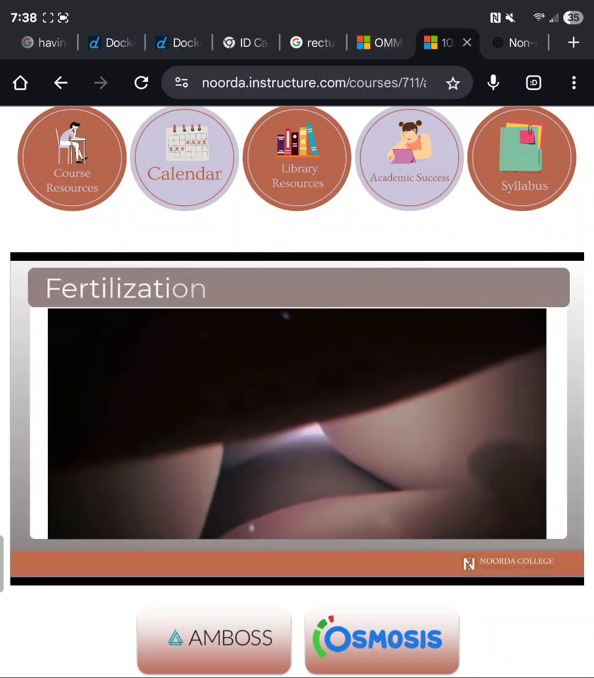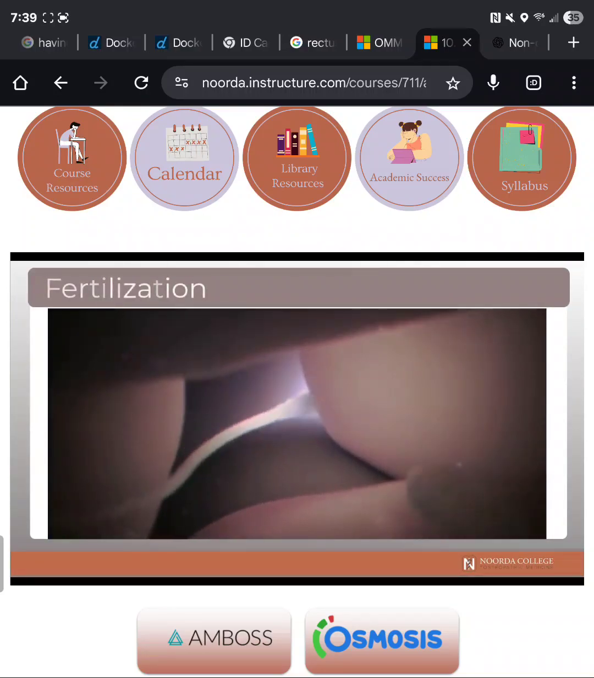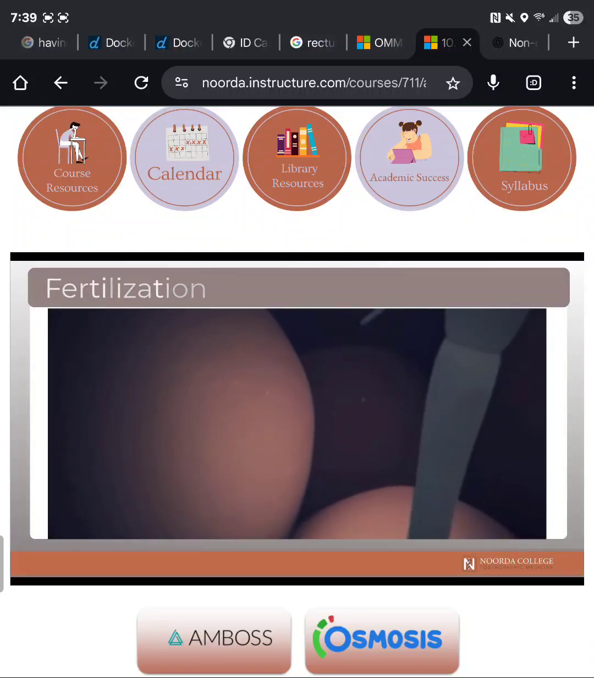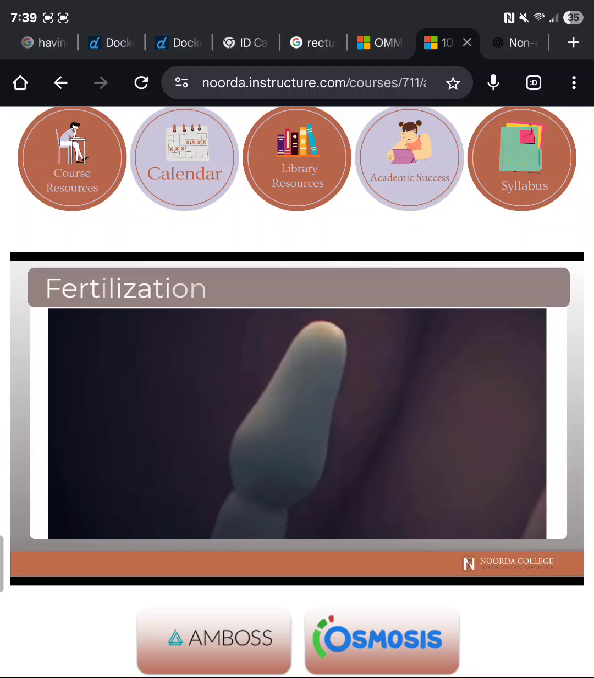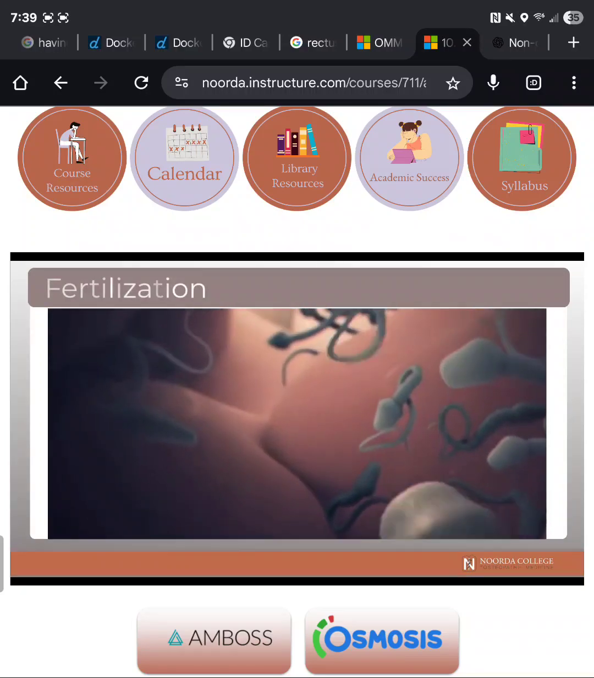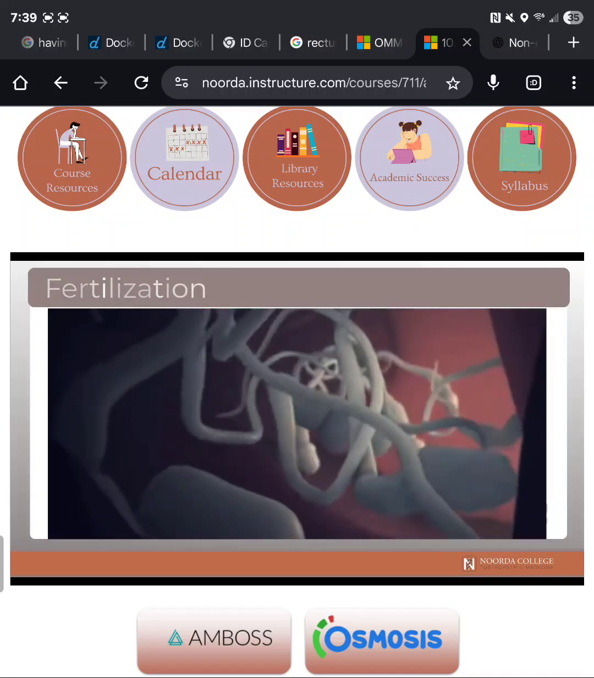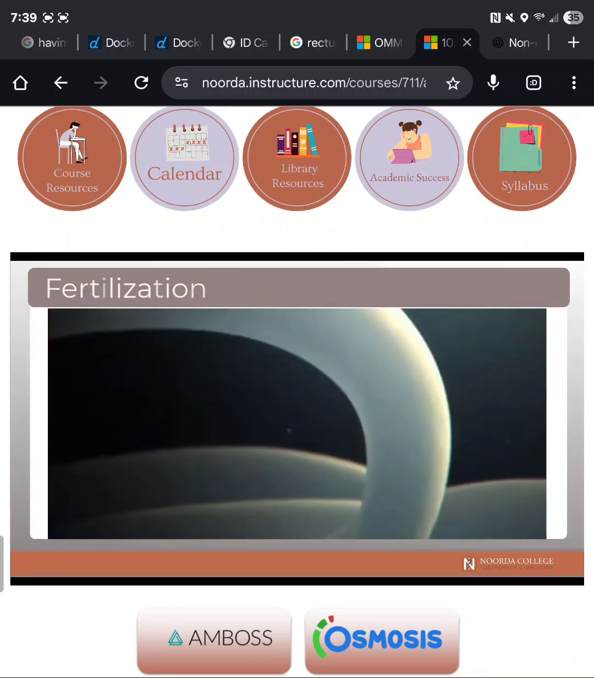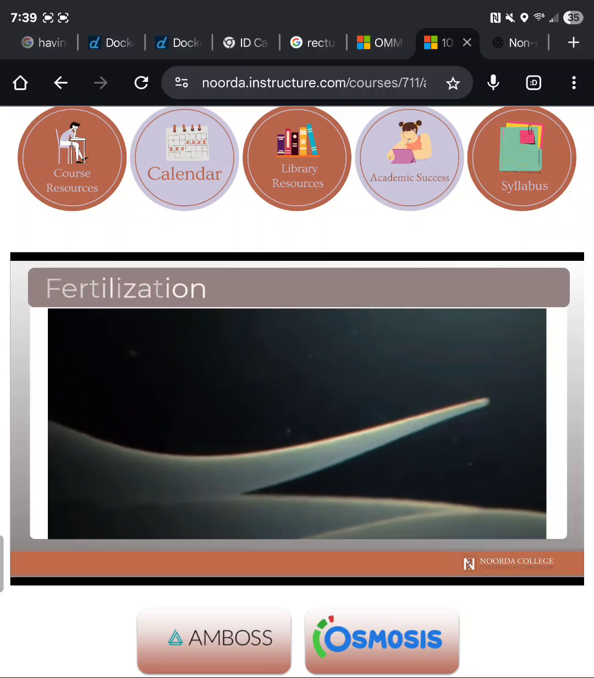Fertilization is when a sperm penetrates an oocyte to form a zygote. Now, after ejaculation, the sperm has to move up the female genital tract to somewhere around the ampulla of the uterine tube. The spermatozoa can only fertilize the oocyte after capacitation and the acrosome reaction.